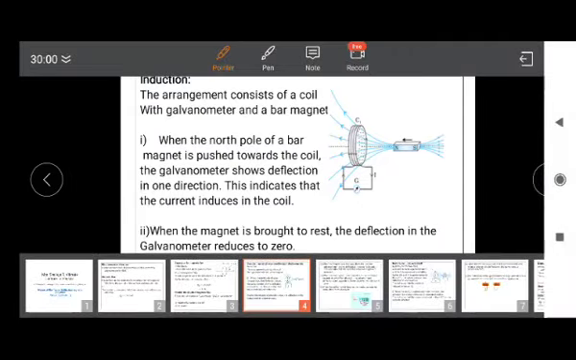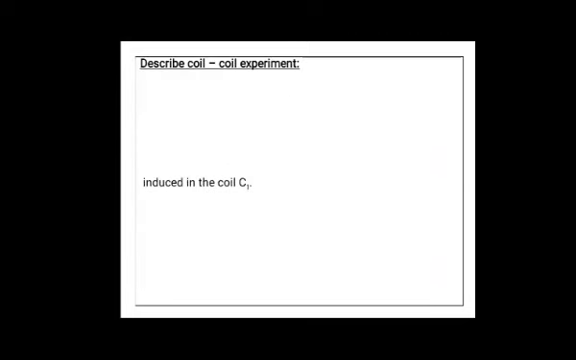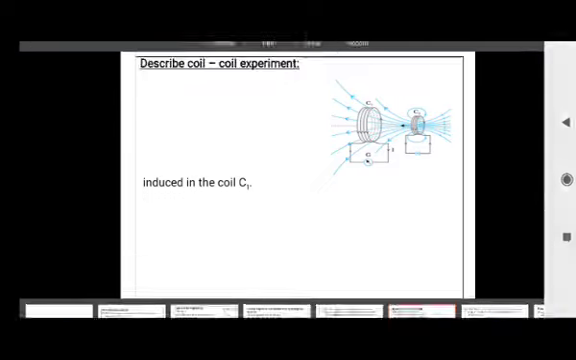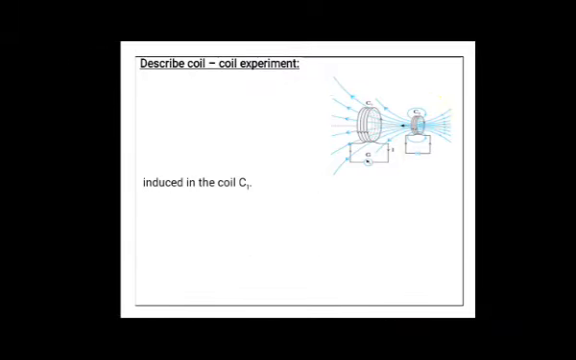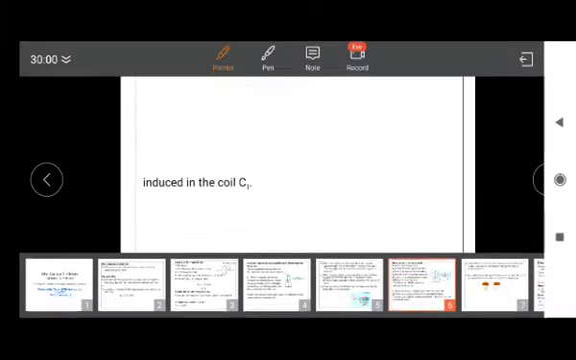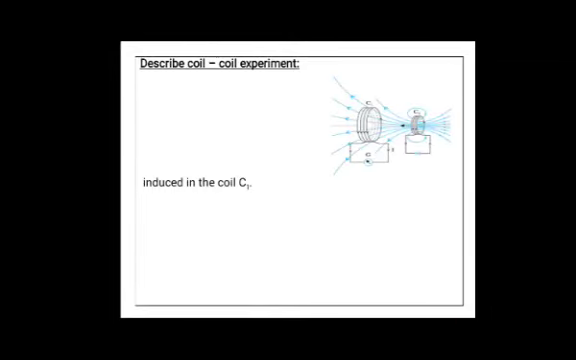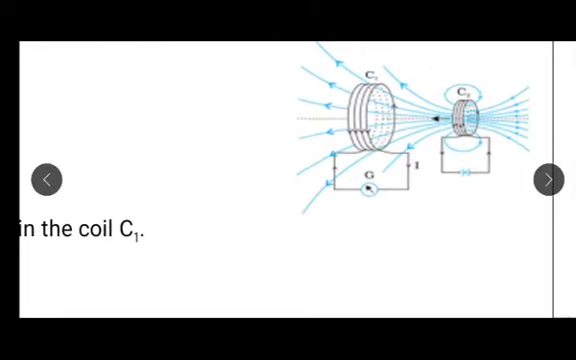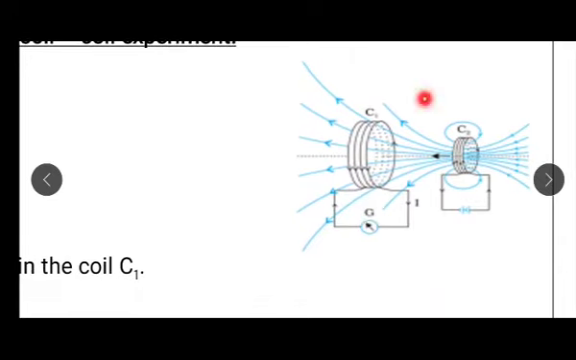Now let us move to another experiment, that is the coil and coil experiment. Coil and coil experiment means now you have to draw two coils. See the diagram here. This is one coil and this is another coil. For one coil, this is C1. For this coil, you have connected a galvanometer. So galvanometer G is connected to coil C1.